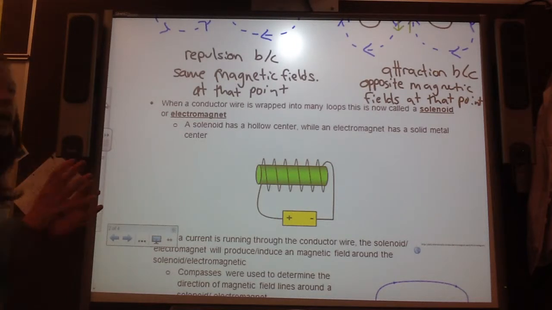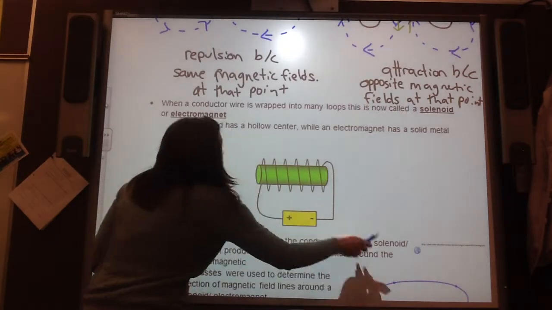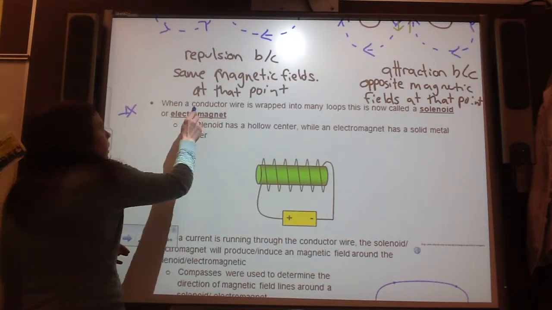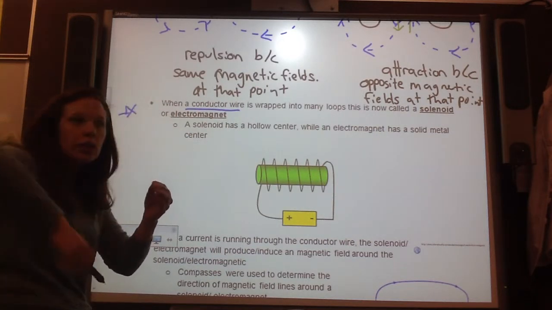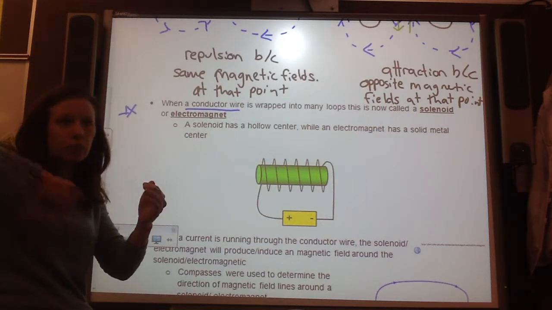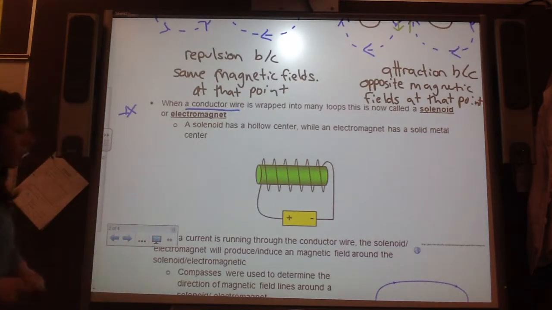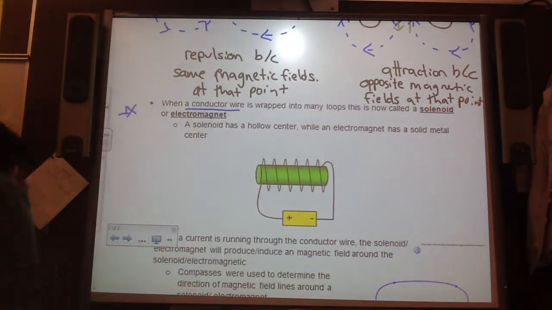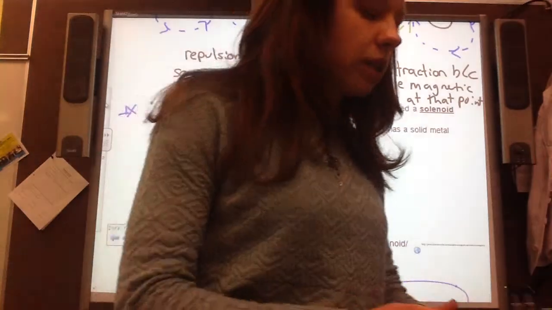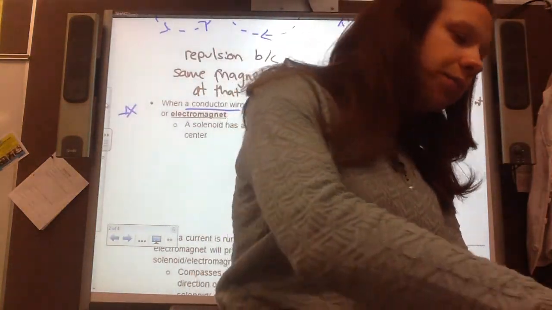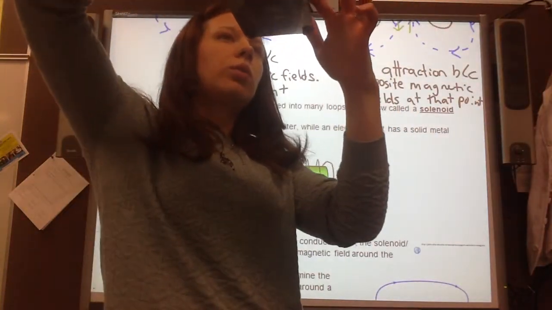So now we can take these principles and make something called a solenoid or an electromagnet. Now this is really important, okay? When a conductor wire is wrapped into many loops, so you take that wire and wrap it around and around and around, you get a solenoid or an electromagnet. These are applicable a lot in motors and things like bells. So here is what a solenoid would look like.